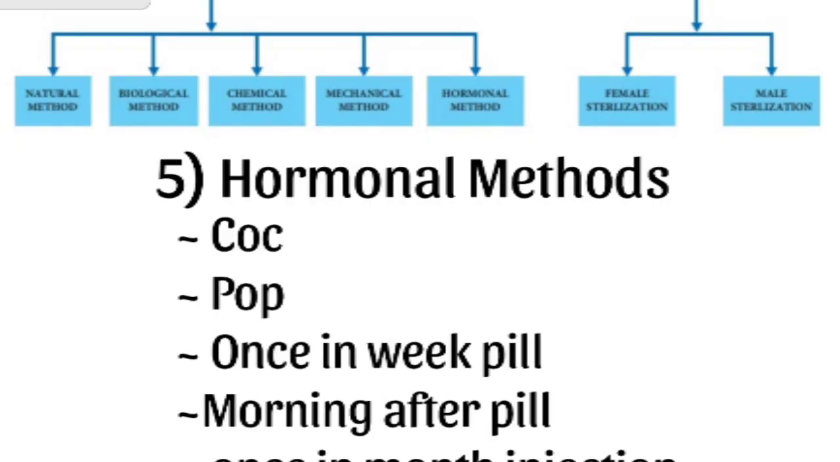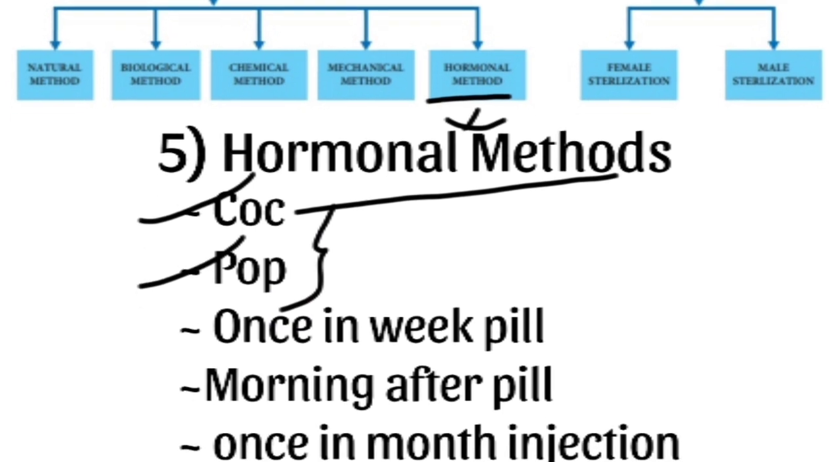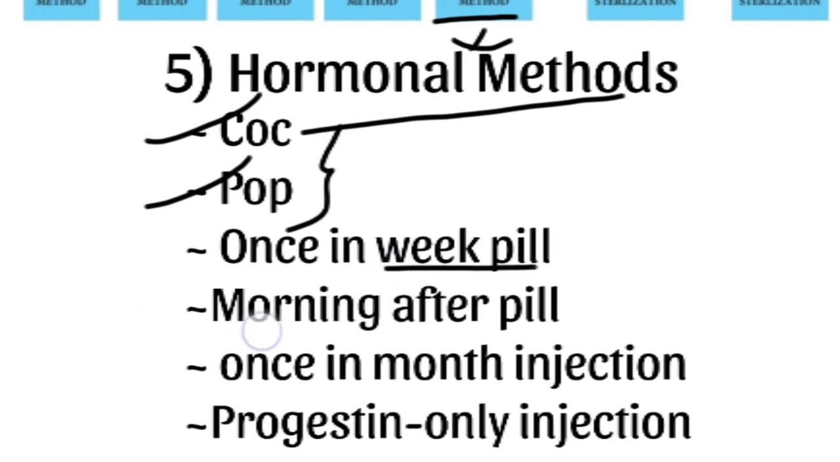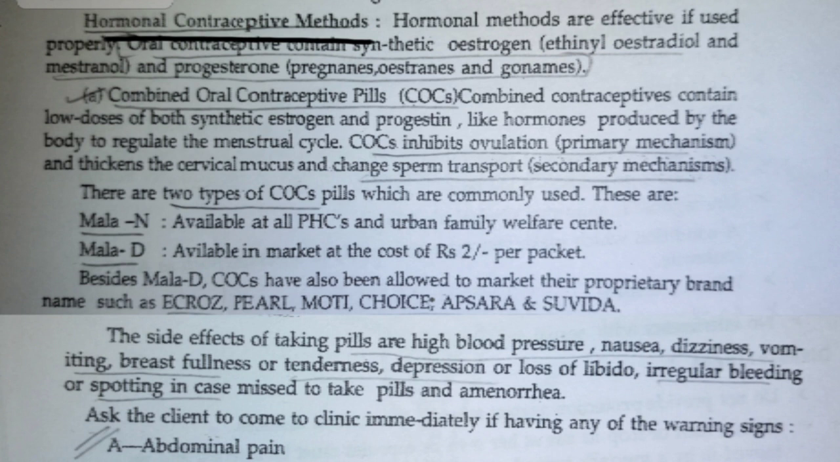The last method in the temporary methods is the hormonal method, and it has COC and POP. These both are contraceptive tablets, and then we have a weekly once pill, and then morning after pills, and then in injections we have a monthly once injection, and then progesterone only injection. These are under the hormonal method. In the hormonal method, the first one is COC, combined oral contraceptive pills.